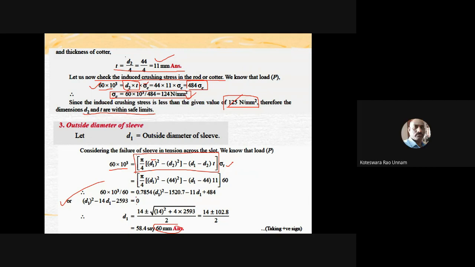No, here he has given the calculation. See what calculation he has given: pi by 4, that is 0.7854, into D1 square minus D2 square. So what is the value of D2 to take? D2 is 44. So 44 square minus D1, minus 44 into 11. You check whether you are getting this equation or not.